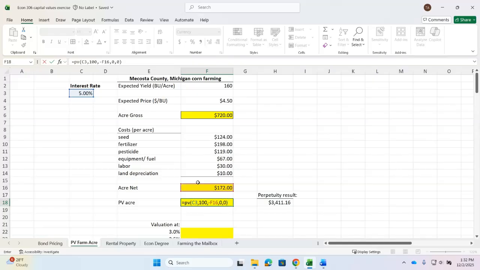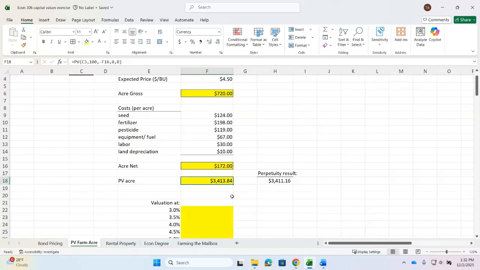Now, I'm saying the land has no value at the end of 100 years. But I'll show you in a second here. It doesn't really matter. So I get a present value of $3,413. Let me just show you. I don't want you to do this in the assignment, but let me change the input to 1,000. Oh, and it went up to 3,440. So it went from 3,414 to 3,440. So it's not a meaningful difference. So 100 is probably just fine.